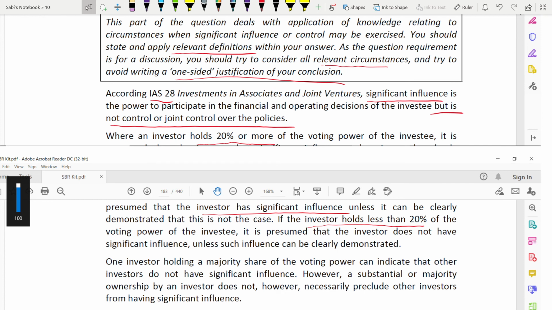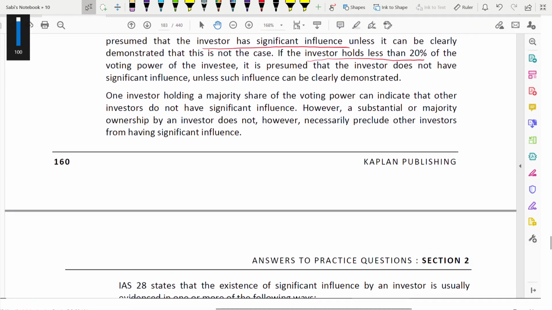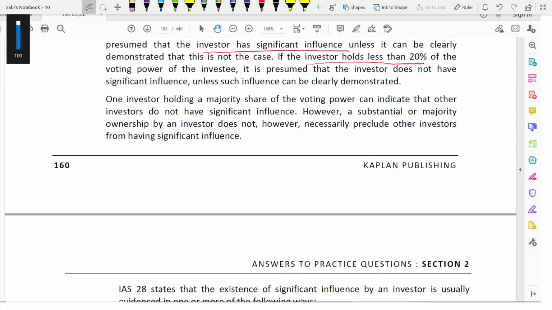That's why this confusion is there, whether he is an associate or should not be. So when an investor holds less than 20% of the voting power of the investee, it is presumed that the investor does not have significant influence unless such significance can be clearly demonstrated. It shows they do not have significant influence. Third paragraph, what does it say? One investor holding a majority share of the voting power can indicate that other investors do not have significant influence.